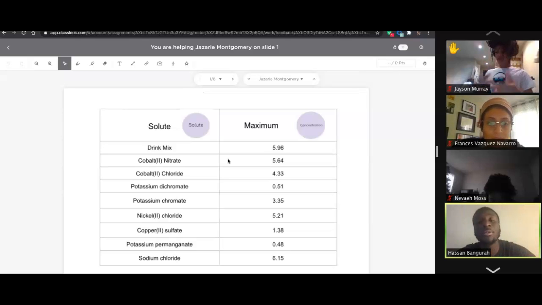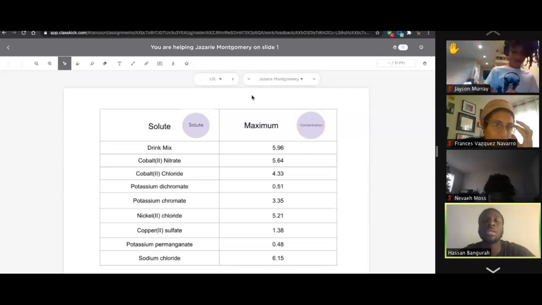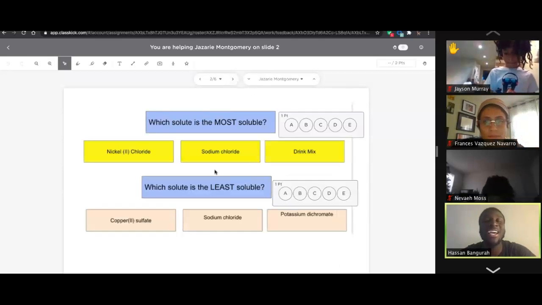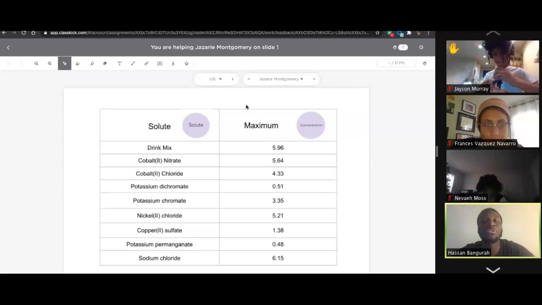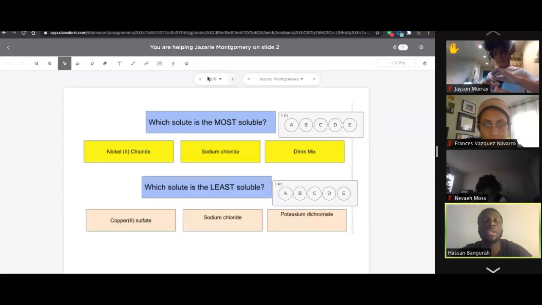On slide number 1 is going to give you the information you need to help you answer the question on slide number 2. So where it says which solute is the most soluble, you're going to pick between A, B, or C. Do not pick D or E because you're going to get it incorrect. It's also going to ask you which solute is the least soluble, and you have A, B, or C. Please do not pick D or E because then you're going to get it incorrect.